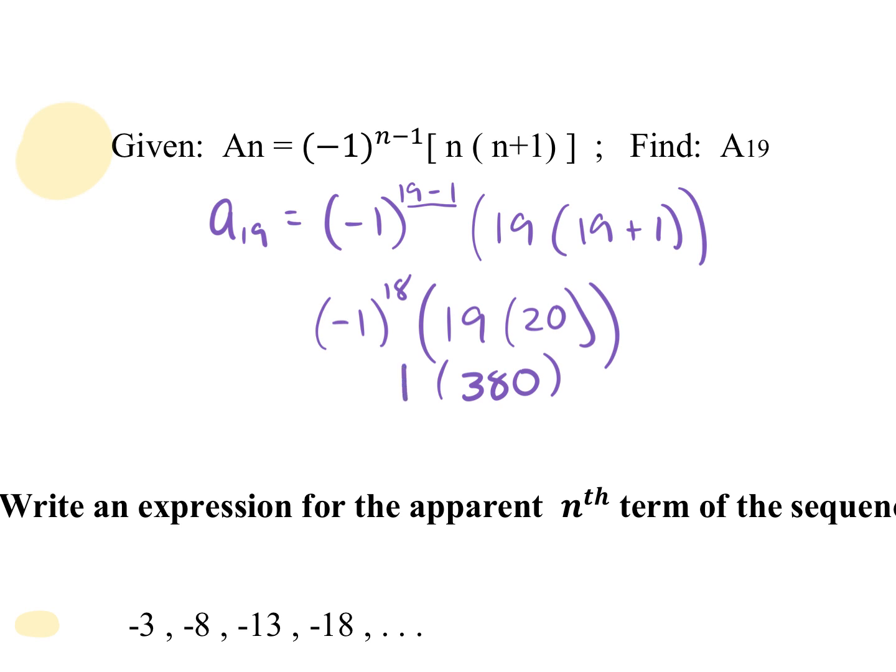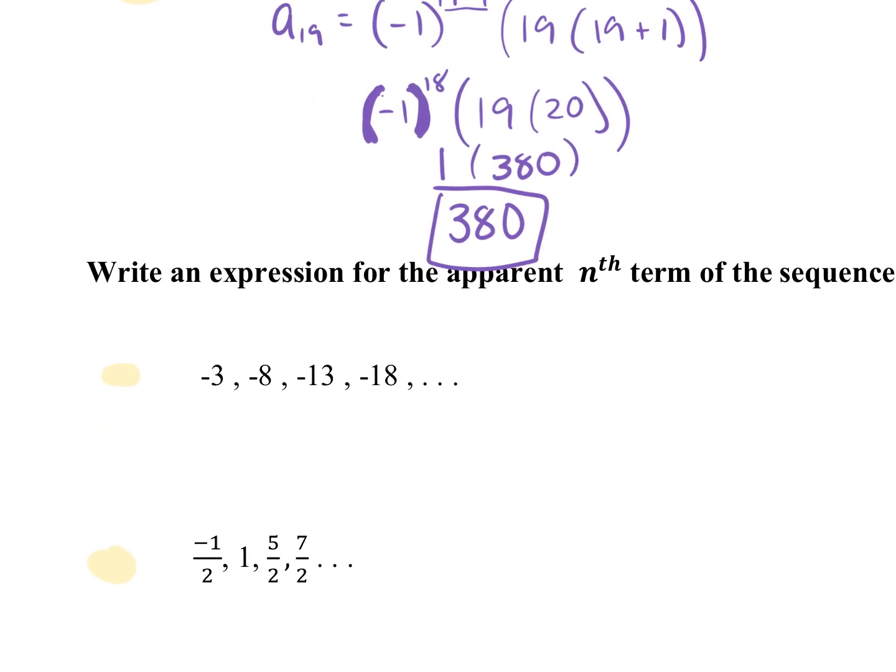Be super, super careful when putting negative numbers raised to an exponent in your calculator. You have to put the negative 1 in parentheses. Because if you don't put parentheses, it's going to think that negative is not being raised to the 18th power. So make sure you're careful with your negatives and parentheses in the calculator. So 1 times 380 would be 380.